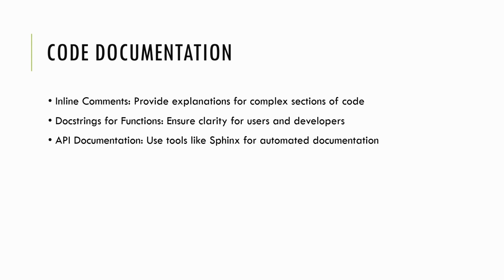Code documentation is crucial for clarity. Inline comments help explain complex sections of code, and docstrings provide detailed descriptions for each function or class. For projects with APIs, automated documentation tools like Sphinx can be used to generate detailed references for developers and users.